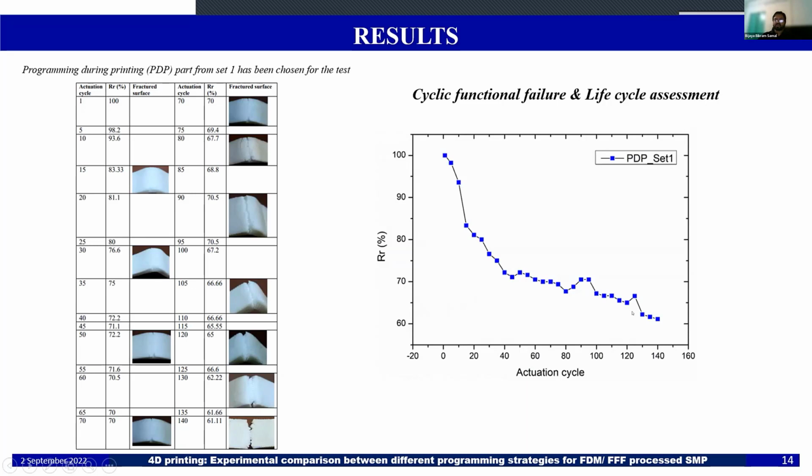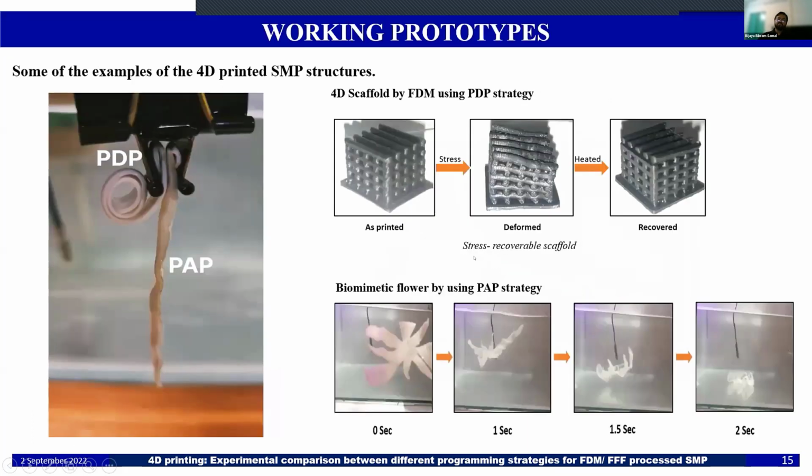This is the graph which shows how the functional characteristics of the shape recovery decrease with the number of cycles. Here we can see that when we increase the number of cycles, we get reduced shape recovery. So these are some of the working prototypes.